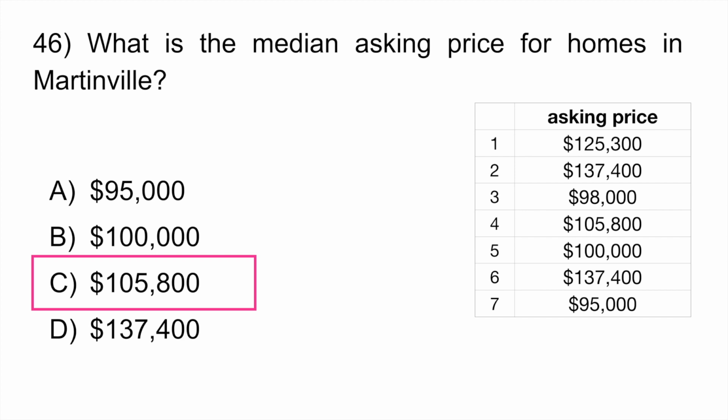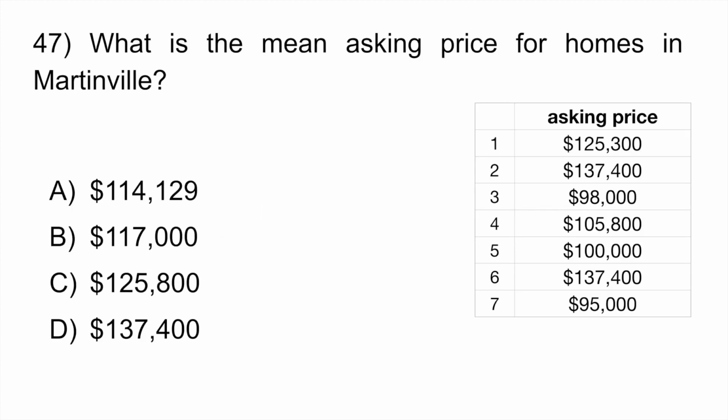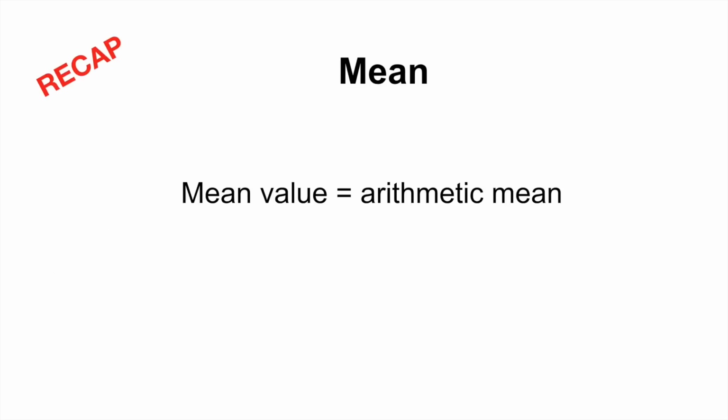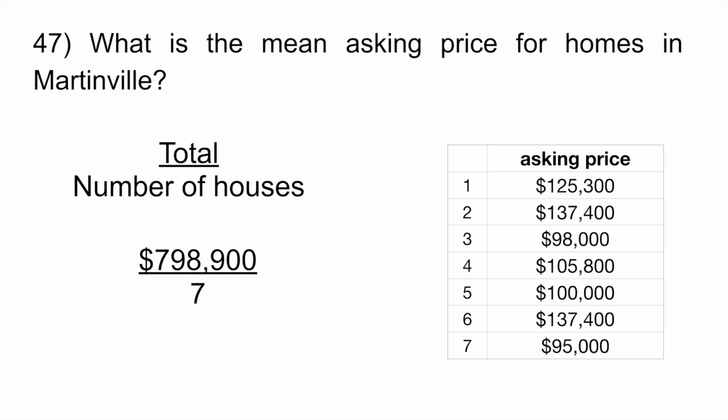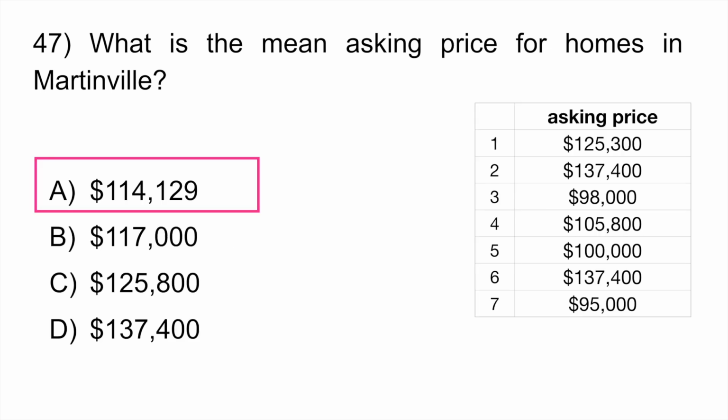105,800. Okay, next question. We're going to be using the same table, but I'm going to ask you a different question. In this case, what is the mean asking price? Okay, so the mean, this is the arithmetic mean, it's the average. So you have to take the total price of all of the homes, add them up together, that's your total, and divide by the number of houses, which is 7. And that's going to give you the average asking price for those homes, which is option A.